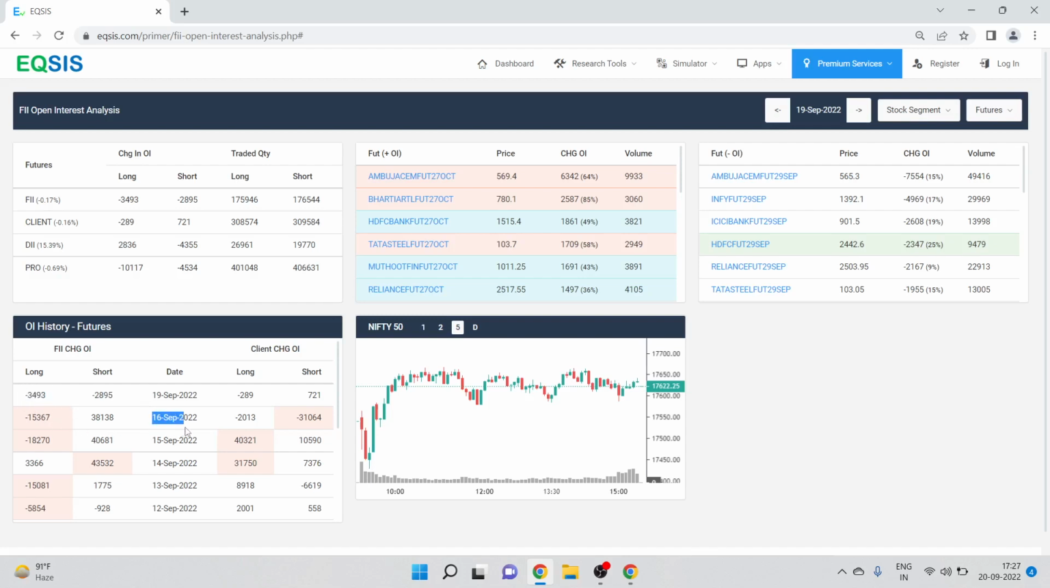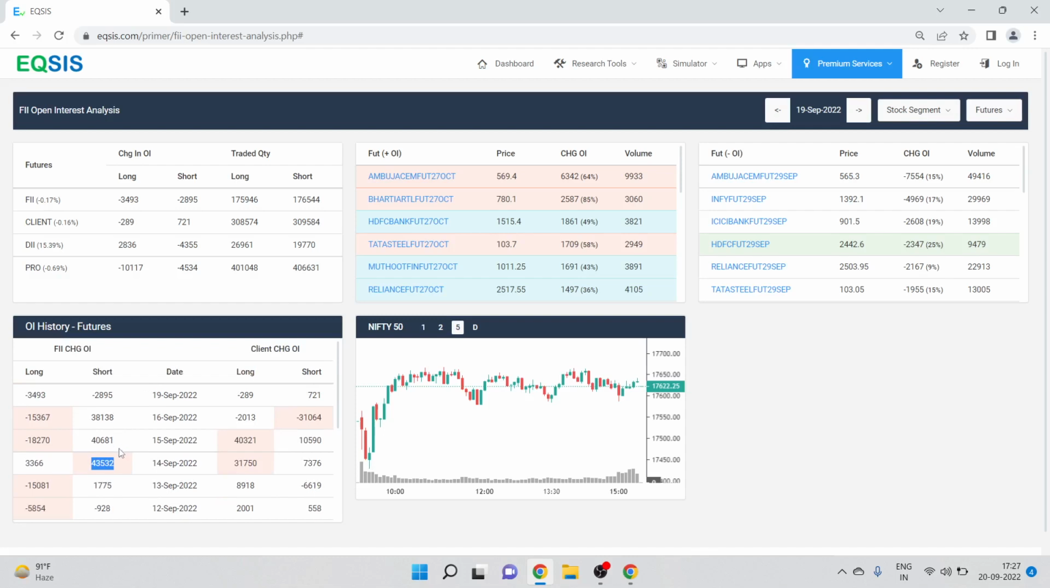But look at 16th September, they added 38,000 contracts. On 15th September, they added 40,000 contracts. And on 14th September, they added 43,000 contracts. But the worst part is they added all these positions on the short side.